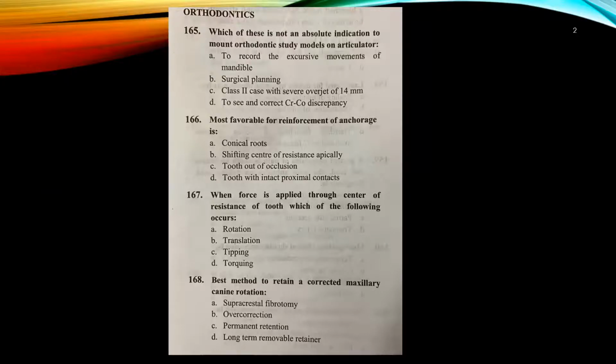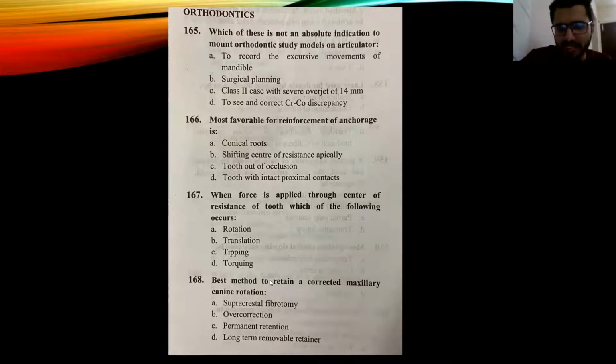Yeah, it is D. See, conical roots are not reinforcement for anchorage. It is not going to increase your anchorage. Roots which are triangular in shape or which are flat, they can resist anchorage better, or dilacerated roots. Conical roots is not going to reinforce your anchorage. Neither is shifting of your center of resistance apically or tooth out of occlusion. Why will that have any reinforcement? When the tooth has intact proximal contacts or tight contacts, it is better for reinforcement of anchorage. It will resist anchor loss more than the other teeth.